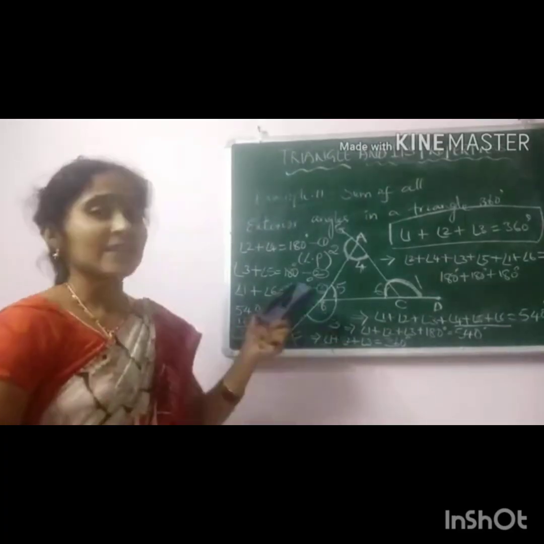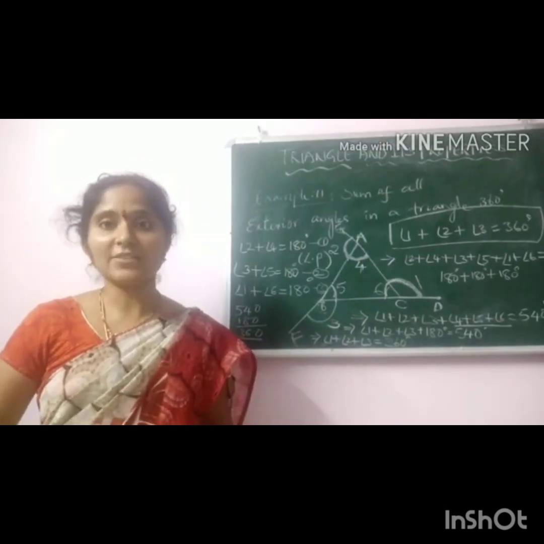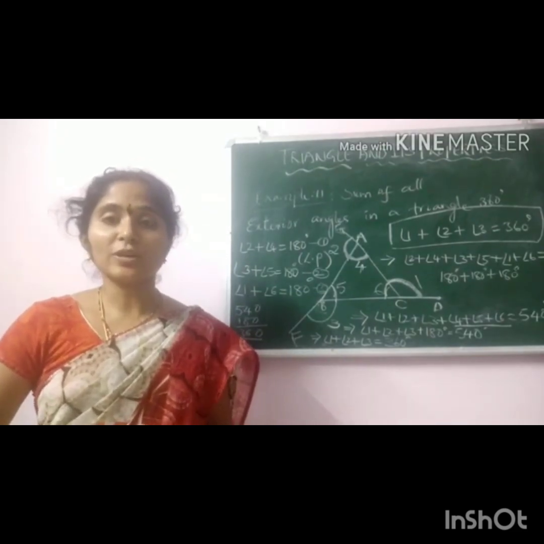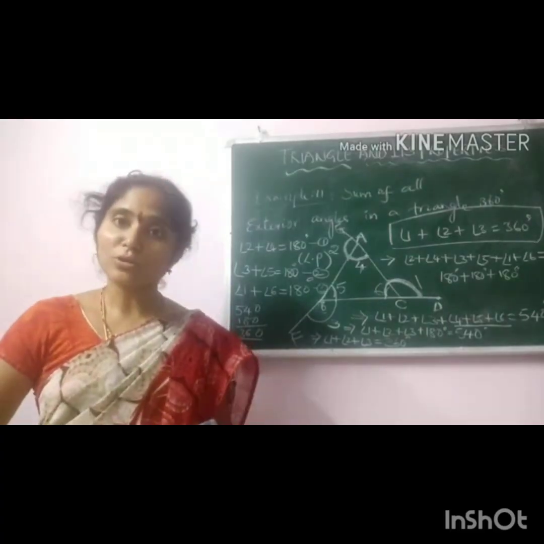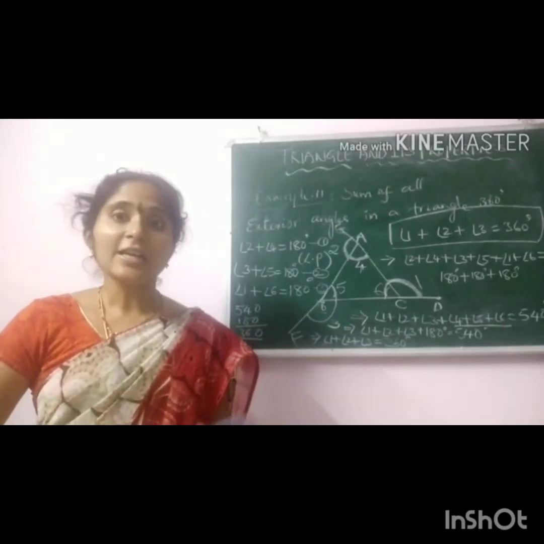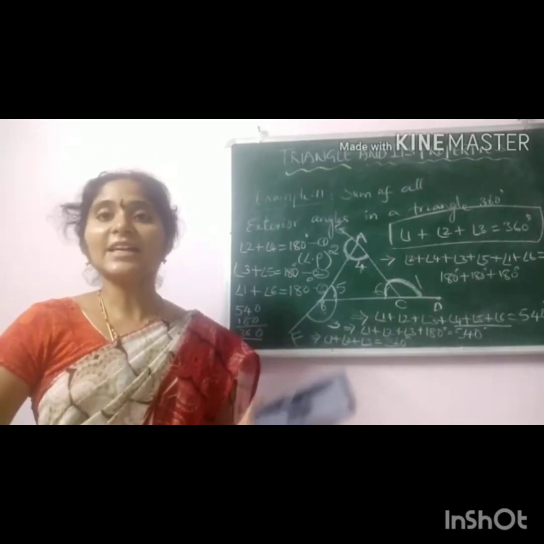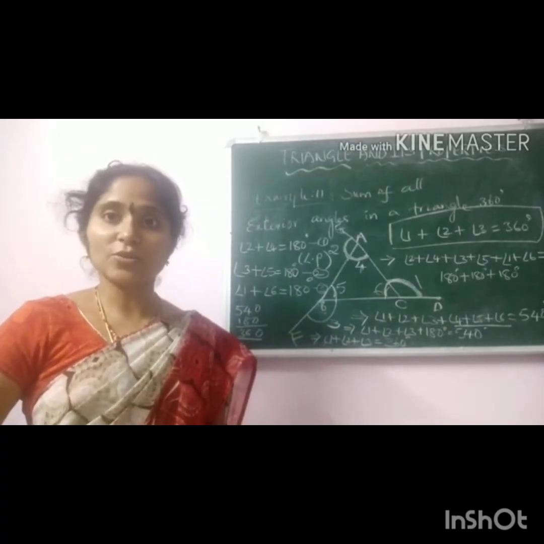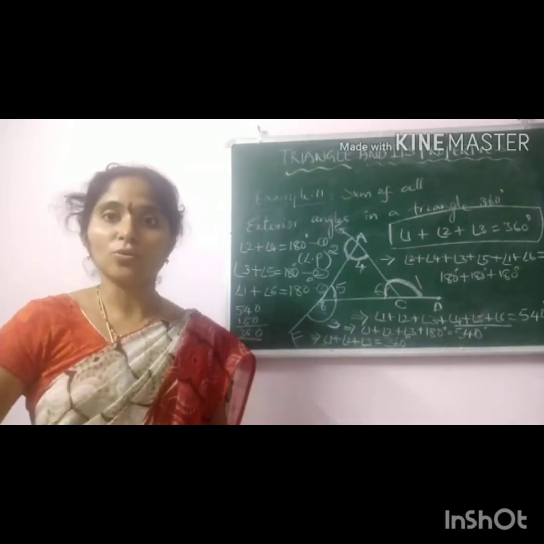degrees are there. This exterior angle property we can also prove using an activity. I will show you one small activity regarding this exterior angle property. You also do like that and you can get that the sum of all exterior angles of a triangle is equal to 360 degrees. Observe this activity and do it in your notebook also. Okay, children?